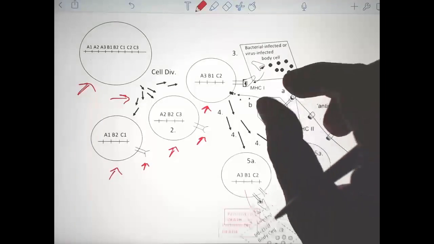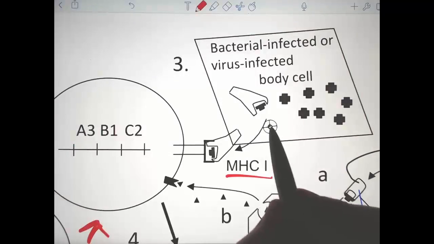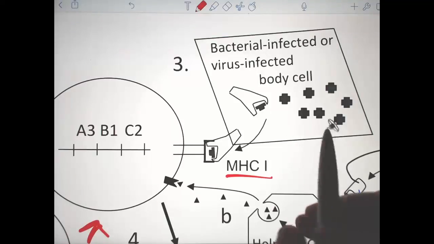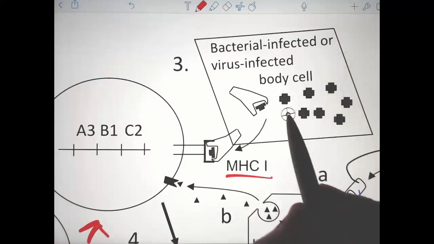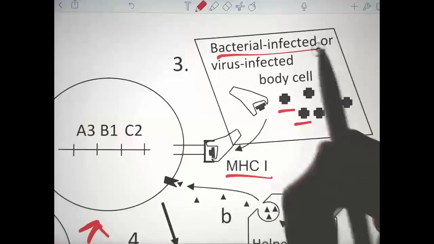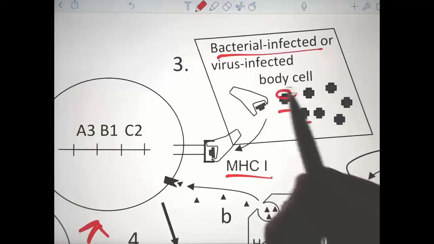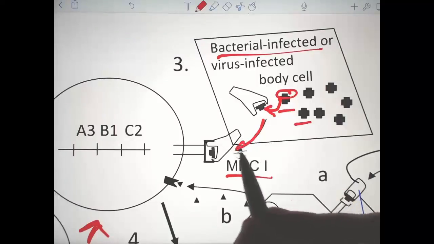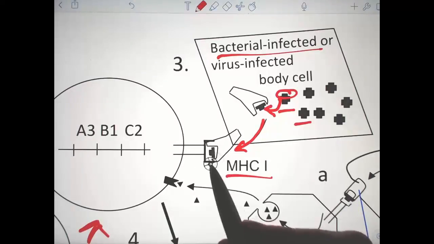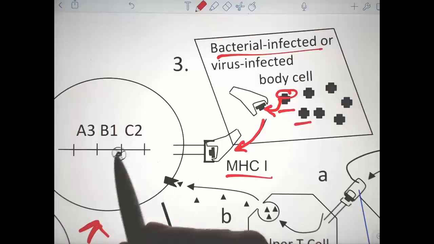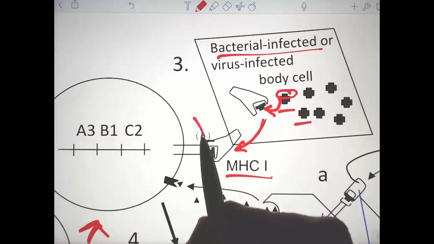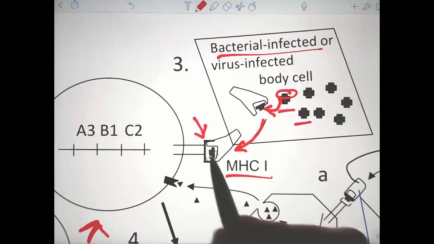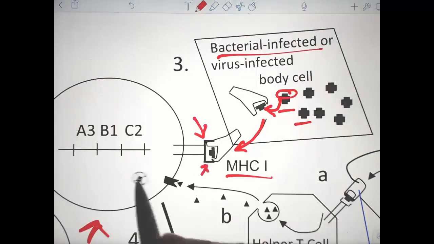MHC class 1 proteins that are expressed on normal body cells and that take samples of whatever's inside. In this case, if it's bacterially infected, it takes a part of that, loads it into the binding pocket, moves the whole thing out to the surface where it's presented, and only a T cell that has exactly matching binding pocket to bind that particular target will bind.